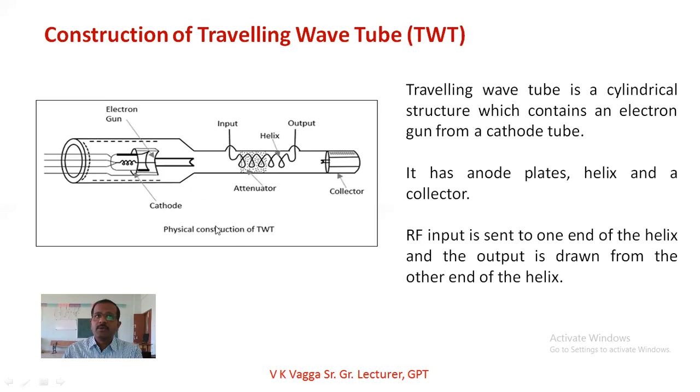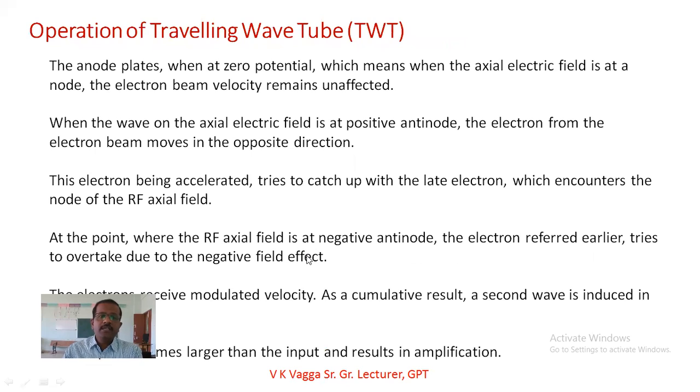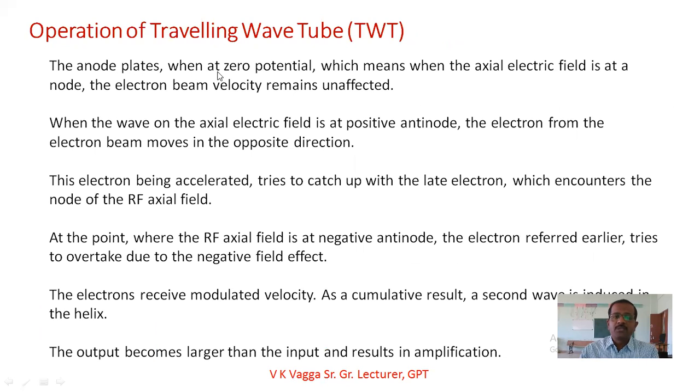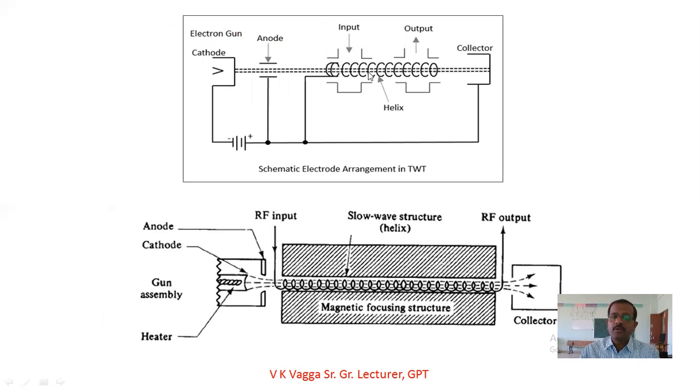That is the TWT. After that, if you take its operation or working principle, the anode plate is at zero potential, which means that when the axial electric field is at the anode, the electron beam velocity remains unaffected. You can see this is the anode plate, and if it is connected at zero voltage, you can see it is connected with the positive voltage.